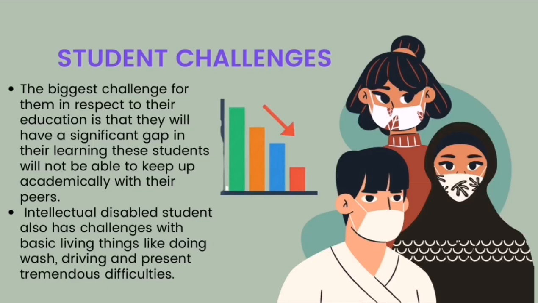Okay, so next are the challenges that students face. First, the biggest challenge for them with respect to their education is that they will have significant gaps in their learning. These students will not be able to keep up academically with their peers. The second one is that intellectually disabled students also have challenges with basic living things like washing and driving, and these present tremendous difficulties.